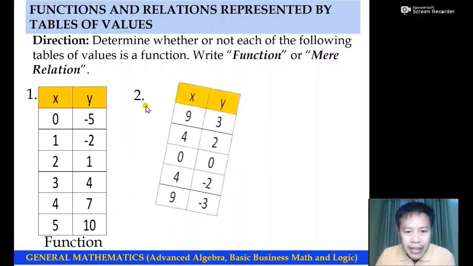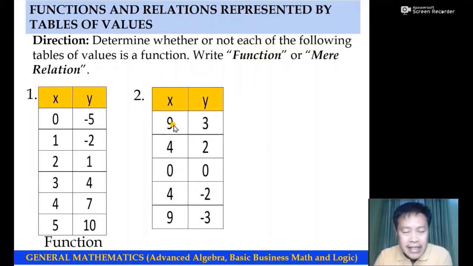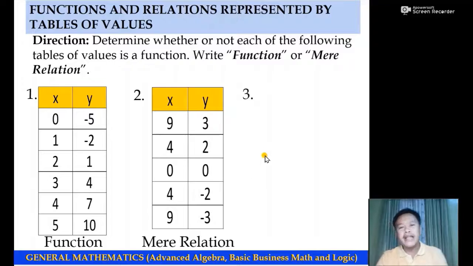Number 2, our table of values is this one. Our x values are 9, 4, 0, 4. Take note, 4 has two images. Therefore, this is a mere relation. And so with 9, we have two images, 3 and negative 3. So we will proceed with number 3.